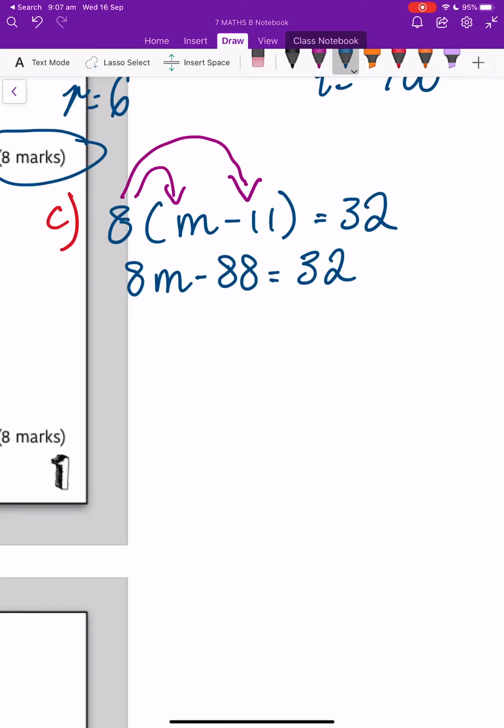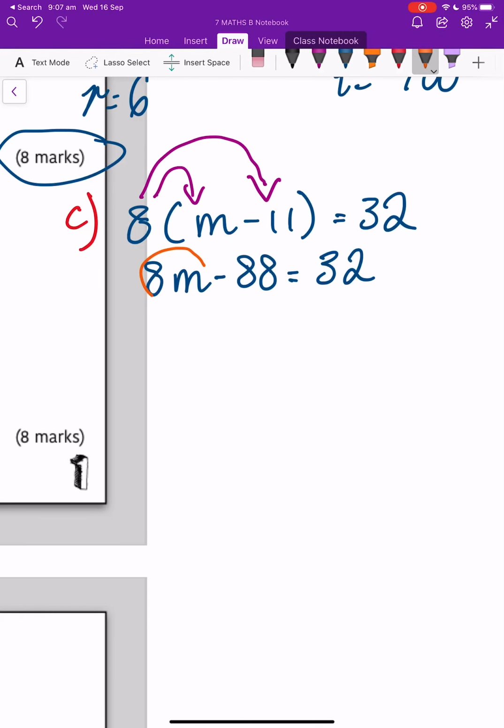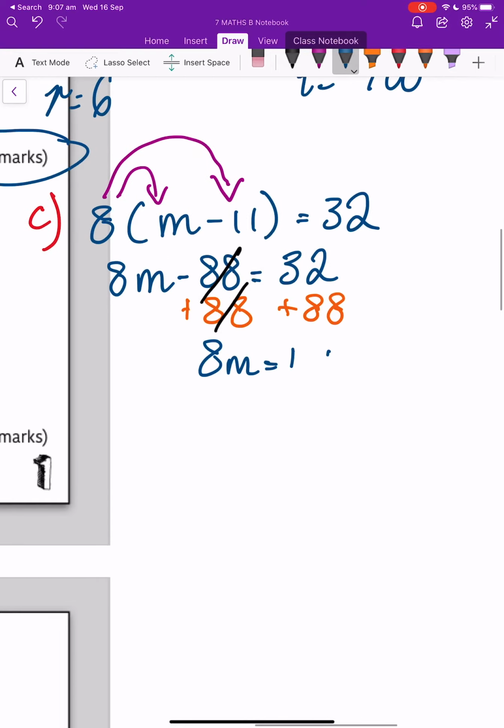Now this second line of working looks exactly like these 2 questions here, okay? So we're going to remove the layers to get to m. So let's firstly add 88 to both sides. Cross out on the left-hand side. 8m equals 32 plus 88 is 120. Now m is currently being multiplied by 8, so let's divide both sides by 8. Okay, how many 8s are in 120? M just equals 15. Okay, and that's your final answer.